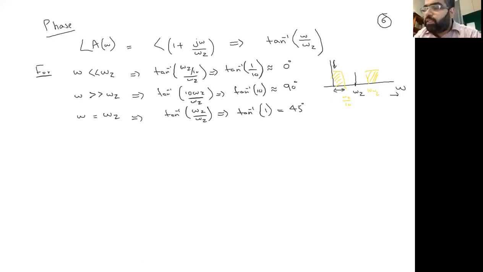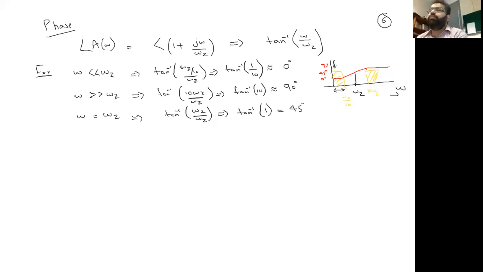The phase I'm drawing to the right: this is 0 degree. If this is my 0 degree, it is going to remain at 0 degree. It will start rising till this point to 45 degree. It will continue rising till this point to 90 degree. And after that, it will start stabilizing again. So here this point is 90 degree, here this is 45 degree, and you start from 0 degree.